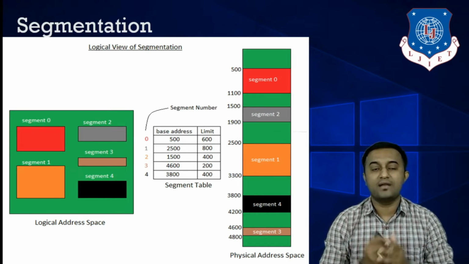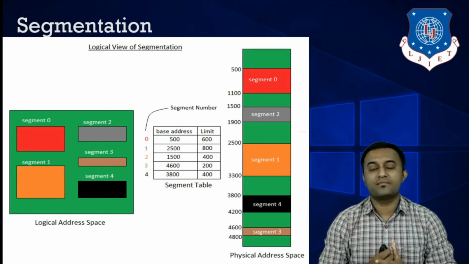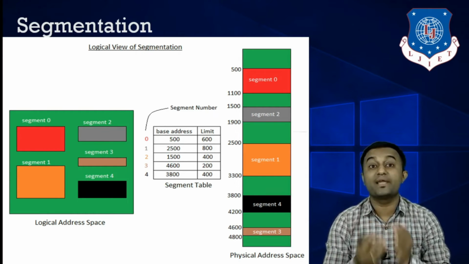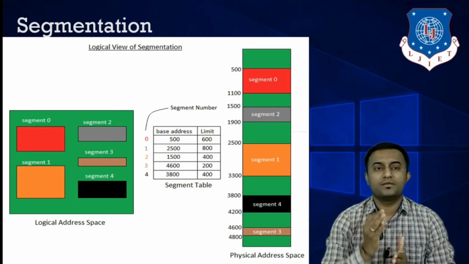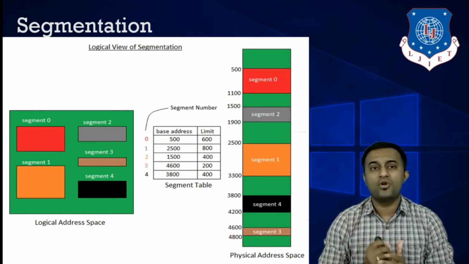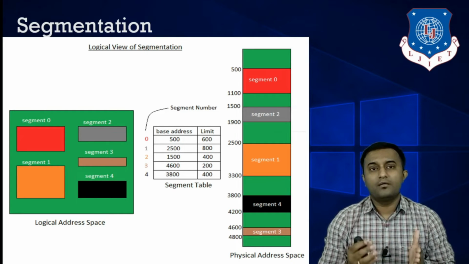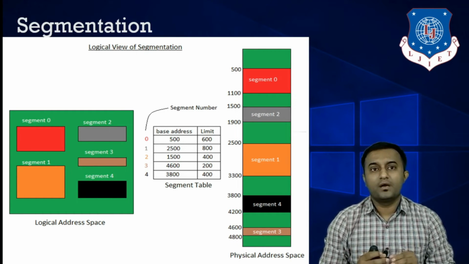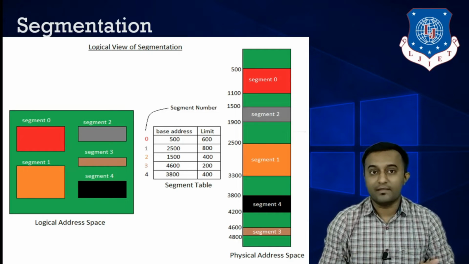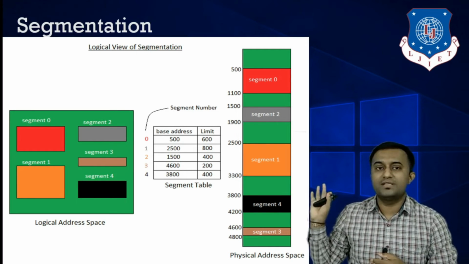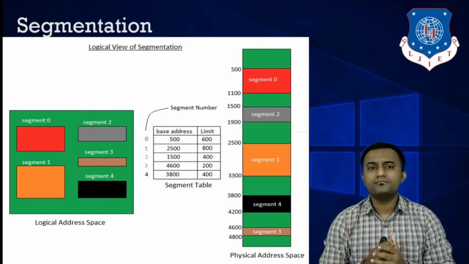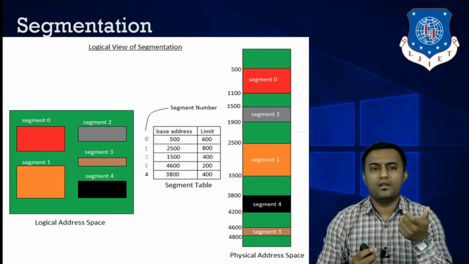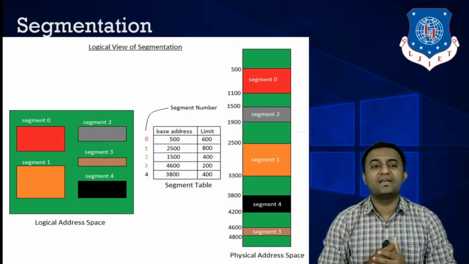So let us start with the logical view of segmentation, in which we are going to discuss the memory allocation policy. Because it is one of the techniques of non-contiguous memory allocation, definitely the allocation would be in a non-contiguous fashion only. You can see in this figure, there is one box at your left-hand side, the logical address space.